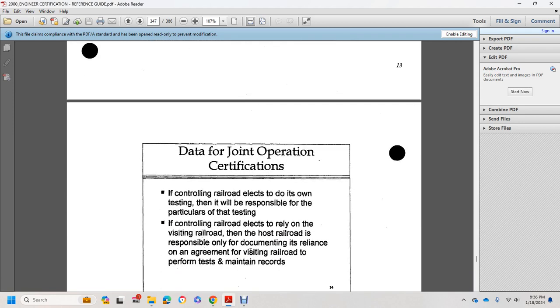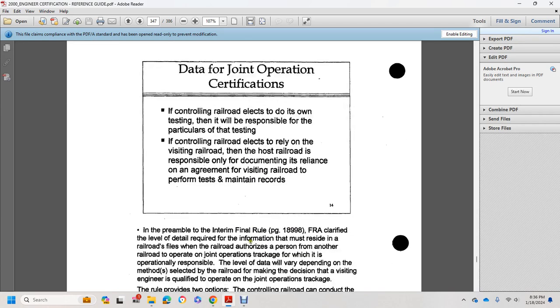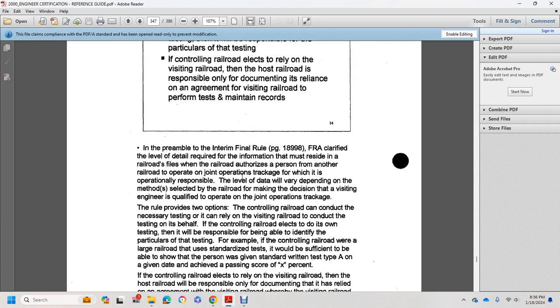Data for joint operation certification: if the controlling railroad elects to do its own testing, it is then responsible for the particular testing. If the controlling railroad elects to rely on the visiting railroad, the host railroad is responsible for documenting reliance for the agreement of the visiting railroad to perform tests and maintain records. In the preamble of the interim final rule 1899-8 with the FRA level, the detail required for the information must reside with the railroad, filed with the railroad's authorized person to operate the joint operation trackage, with the level of the data depending on the method selected by the railroad making the decision that the visiting engineer is qualified to operate on the joint operation trackage.